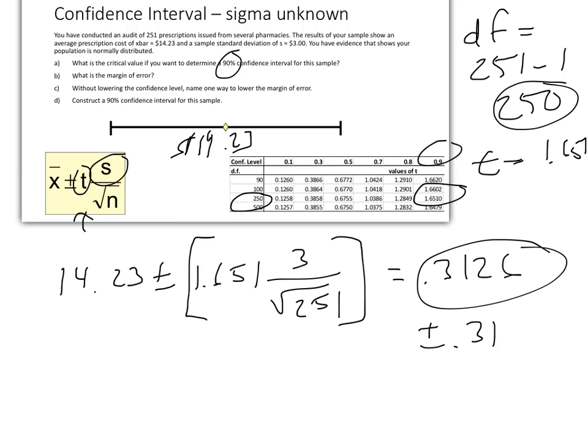Okay, so then our result becomes 14.54 over here, and on the lower end we have 13.92. So we can say then with 90% confidence we believe our true population mean is somewhere between $13.92 and $14.54.